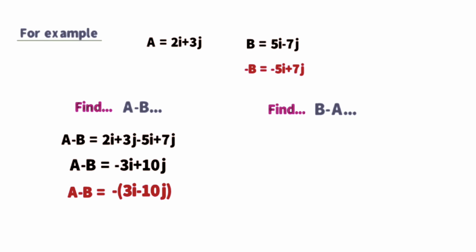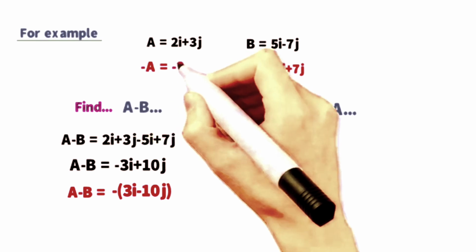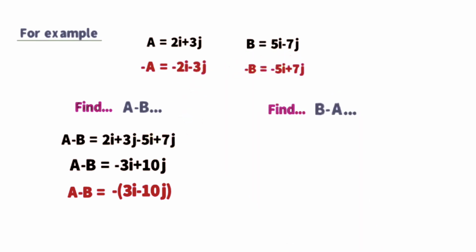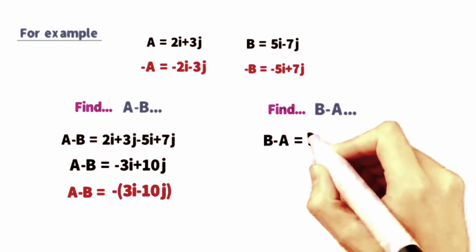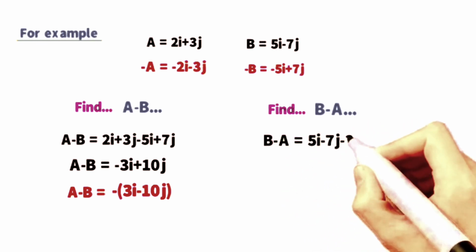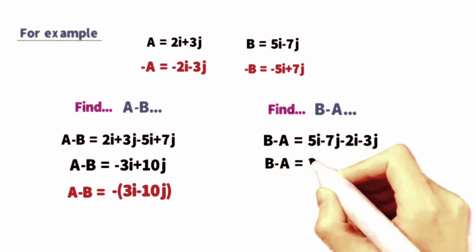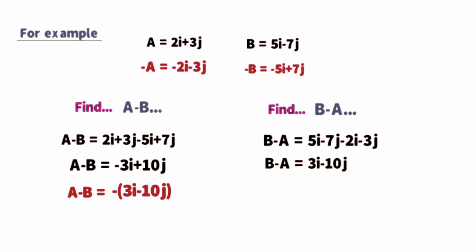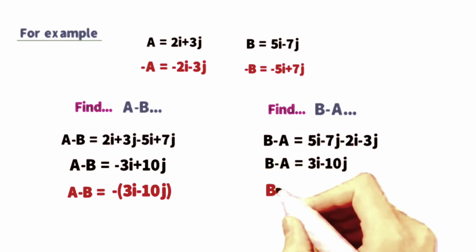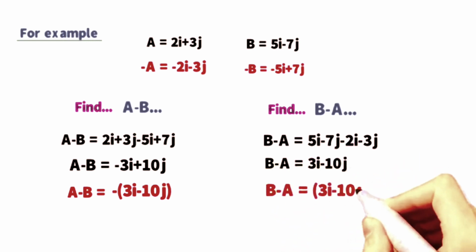of a, and I'm getting minus a is equal to minus 2i minus 3j, and b minus a is equal to 5i minus 7j minus 2i minus 3j, and b minus a is equal to 3i minus 10j, and b minus a is equal to 3i minus 10j.